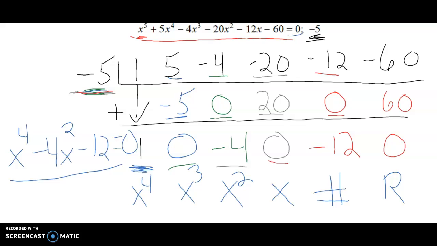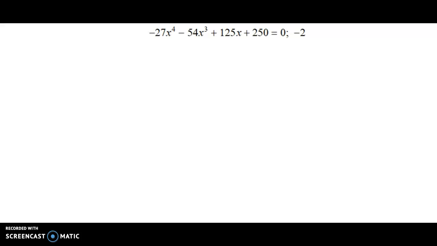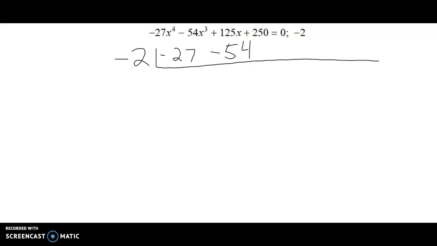Okay, let's try another one. Okay, so set up your little box, put a root on the outside, and then start with the coefficients. -27, that's x to the 4th, -54, that's x to the 3rd. Now you have to be careful here.